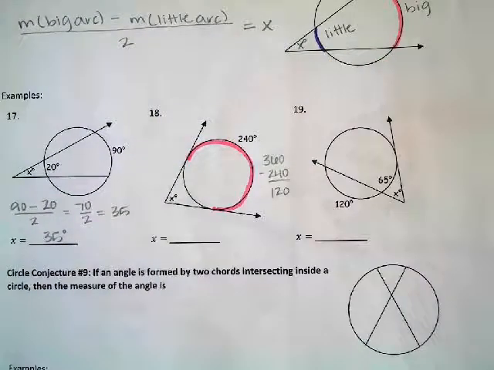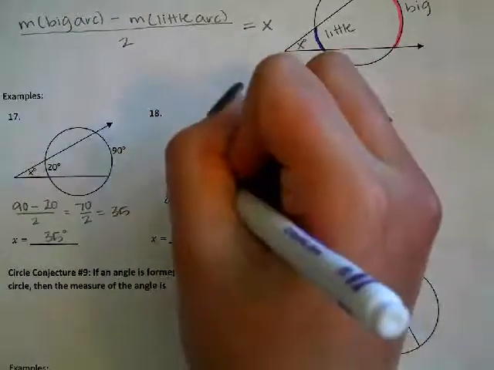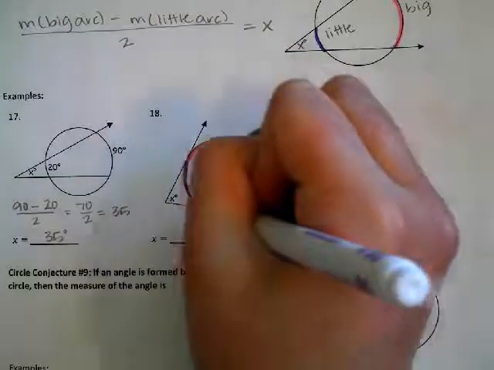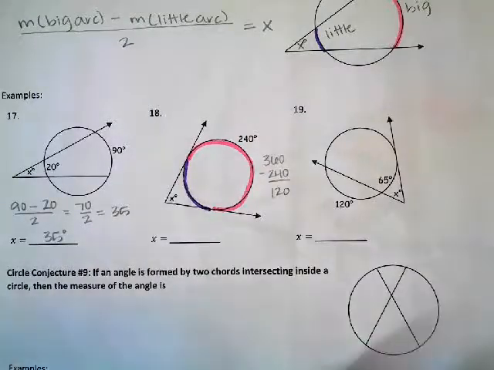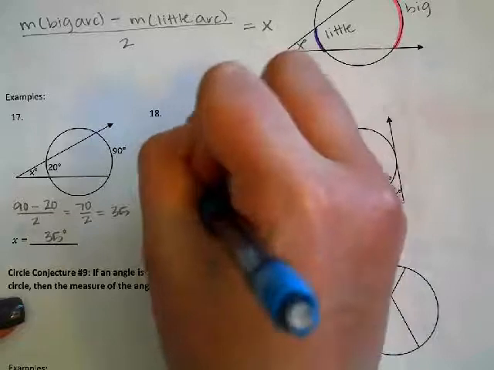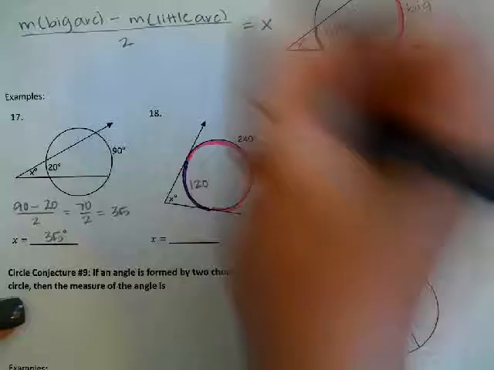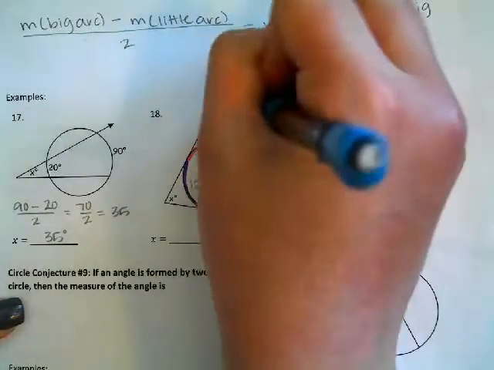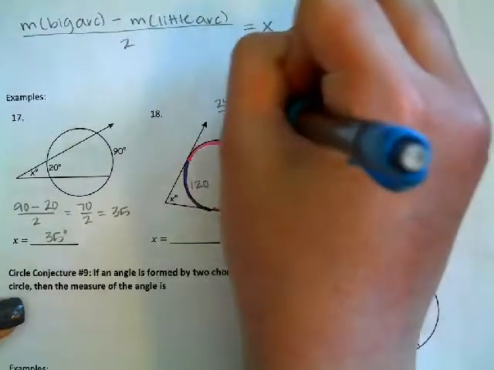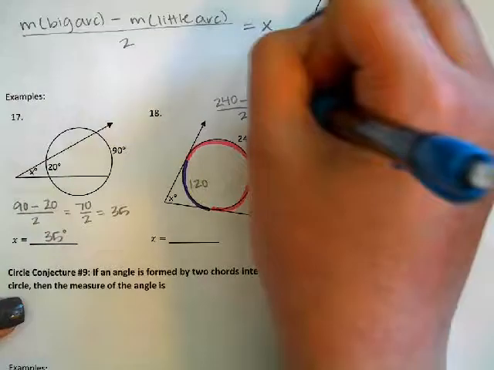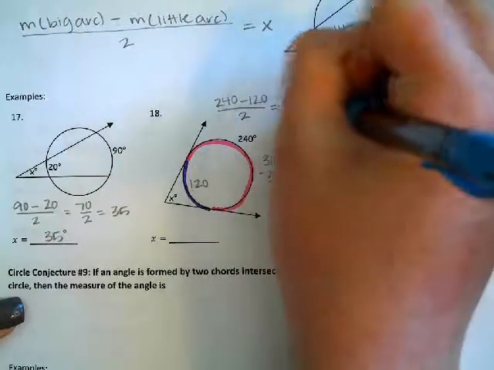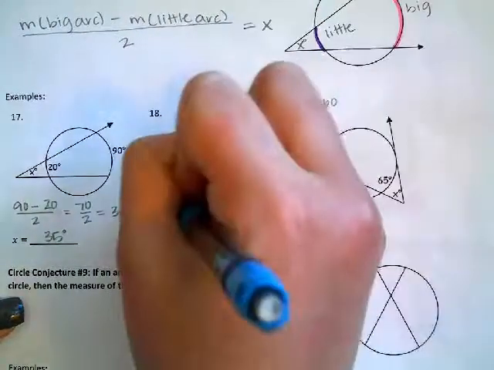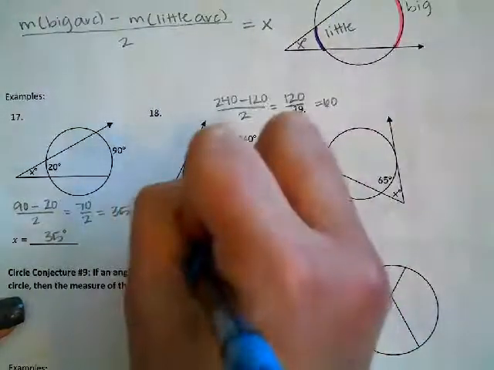So the little arc is from the point of tangency to the point of tangency, but it's on the inside, and it's the rest of the circle. It's that 120. So we're going to do 240 minus 120 divided by 2. 240 minus 120 is 120, divided by 2 is 60. So that angle right there is a 60-degree angle.